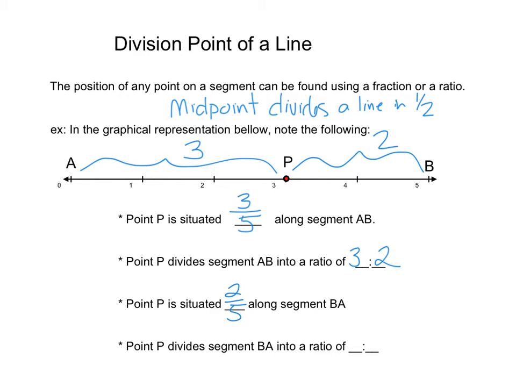And then the last statement, point P divides segment BA into what ratio? Well, again, we're starting from here. When we're talking about ratio, we're talking about the parts. Well, there's 2 parts to 3 parts. So the ratio now is 2 to 3. Point P hasn't changed positions, but it's important to note that we need to understand which point we're starting with. Are we starting with the endpoint A and going towards B? Or are we starting from B and going towards A?